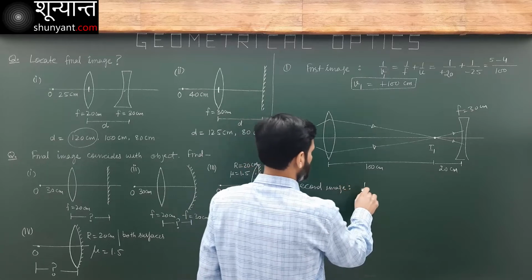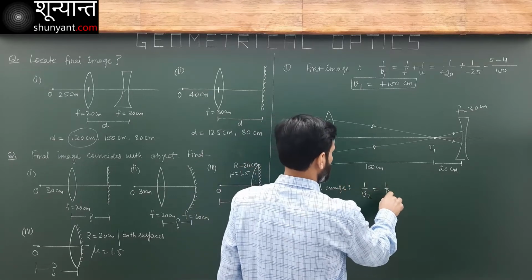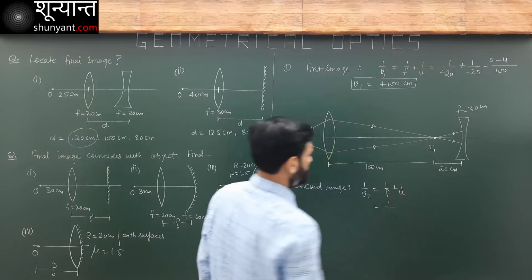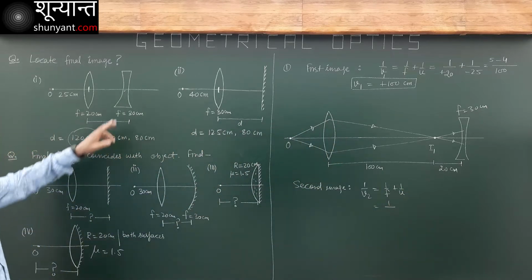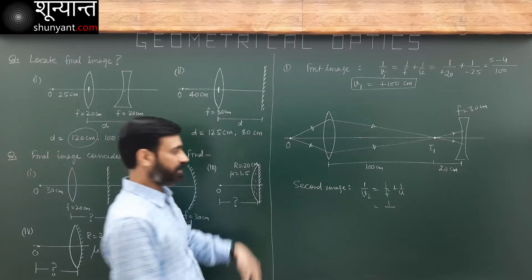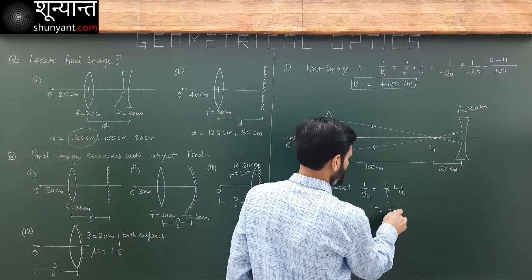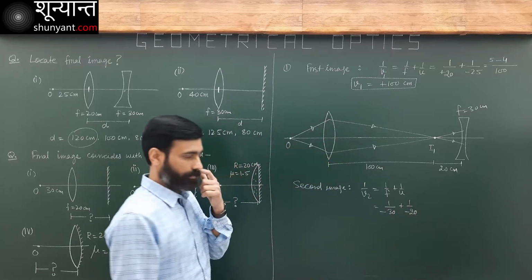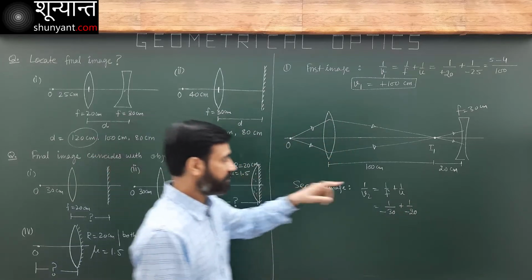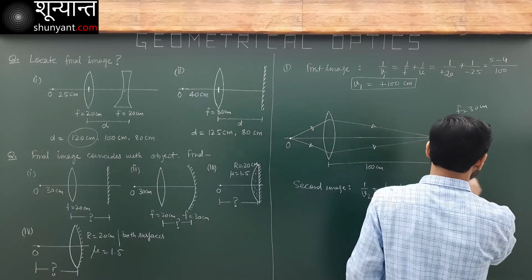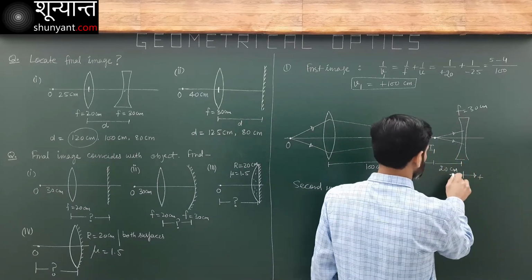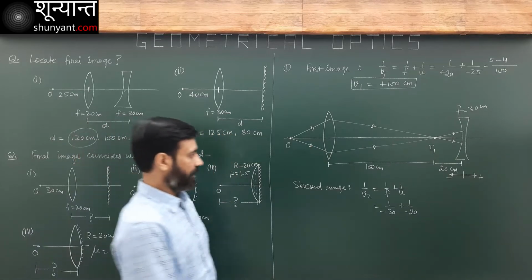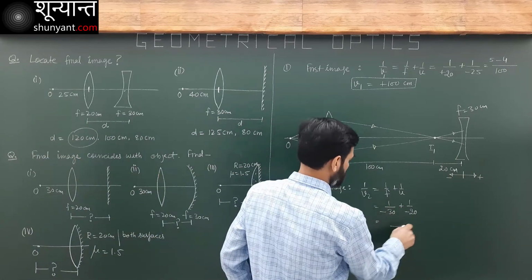For the second image, 1/V2 = 1/F + 1/U. Here F is the focal length. It's a diverging lens, so the focal length is going to be negative: minus 30, plus 1 over minus 20. The object distance is negative in this case. If I look at the sign convention, this is the sign convention. So this will be equal to 60 here.